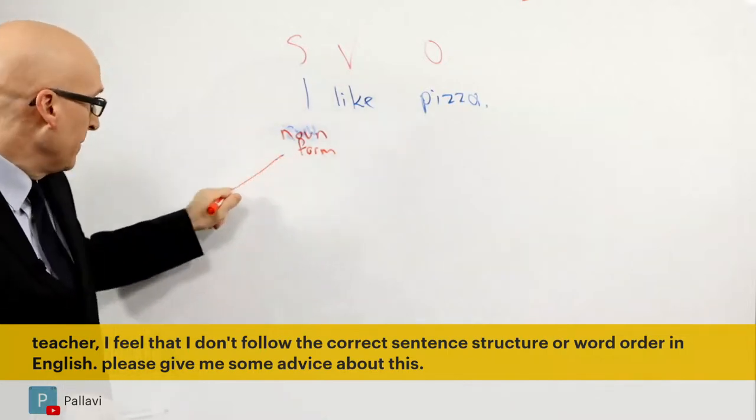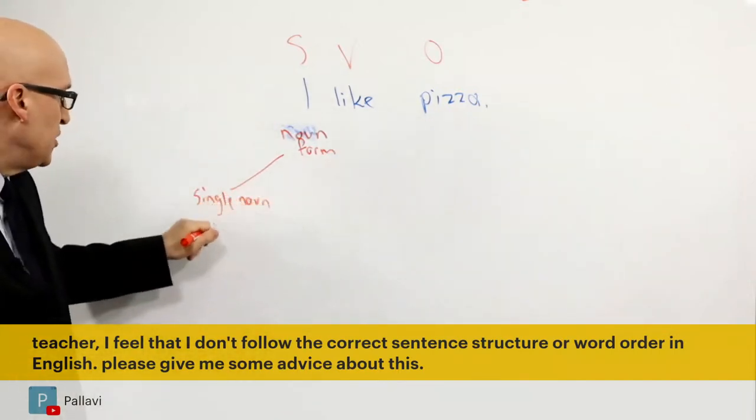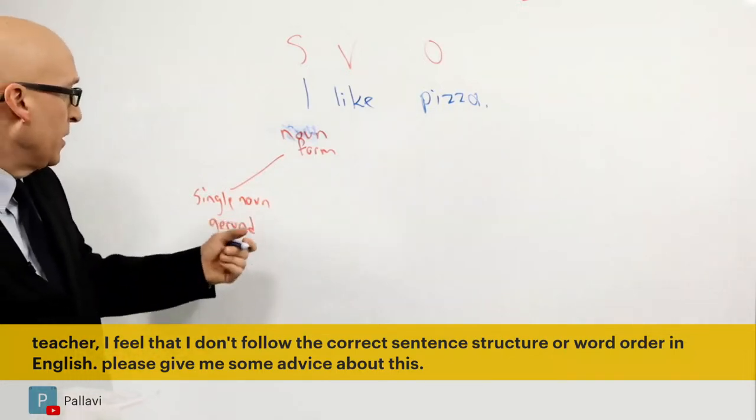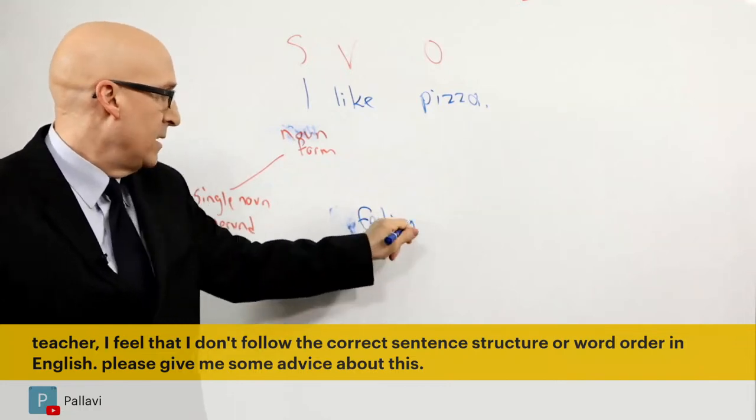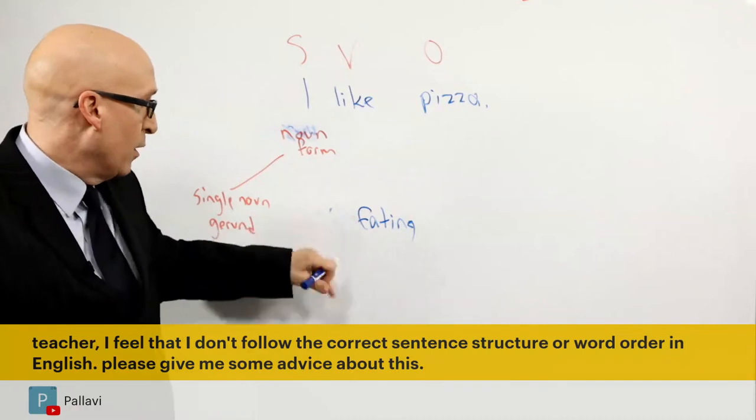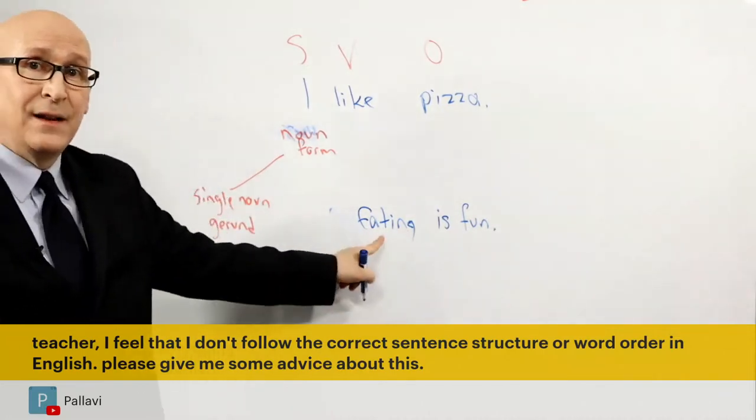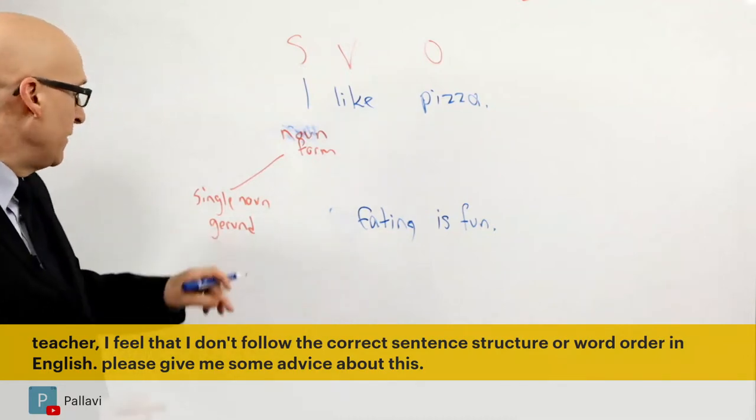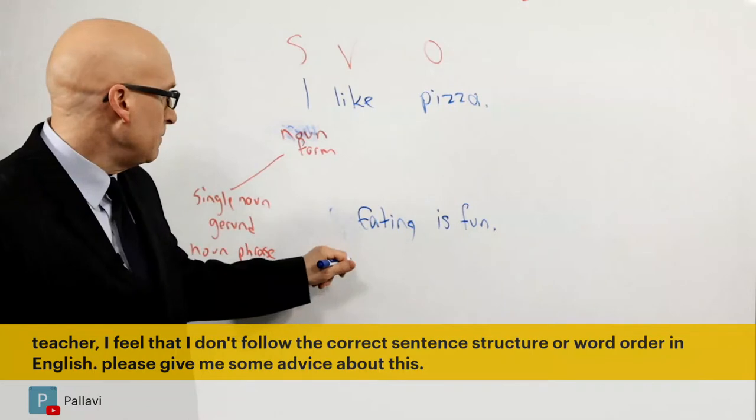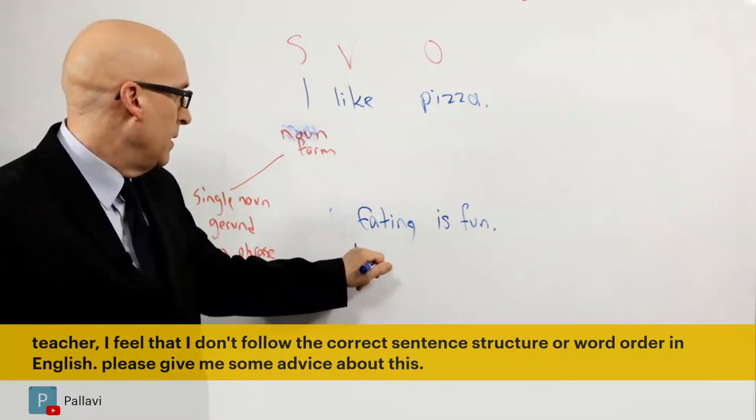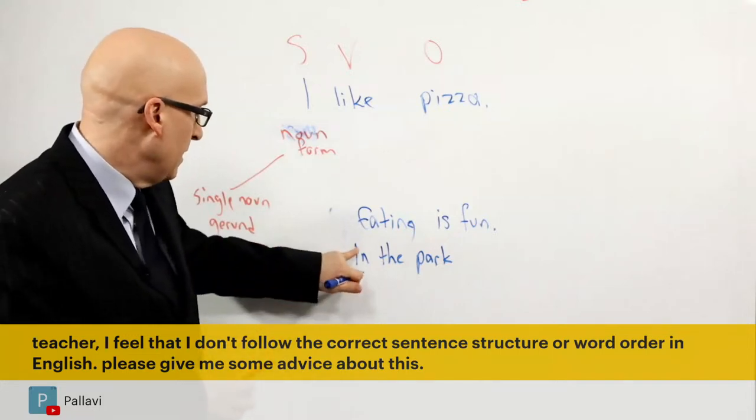So inside noun forms can be a single noun, like I or pizza, single nouns. It could be a gerund, right? You can start a sentence with a gerund like eating. It's not a verb now, it's a noun form called a gerund. Eating is fun. Okay, you can start with a gerund, that's the subject. There's not a person there, the name of an activity is now the subject. So you can have a gerund. You can have a noun phrase, such as in the park, or eating in the park, let's say that, eating in the park.